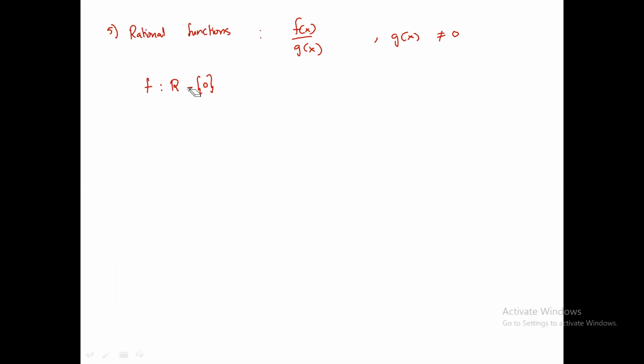Particularly, I will write the function first, then you will understand better. The function is rational function 1 by x. So for this function, domain x, you can take any real number, but you should not take 0. Because if you take x as 0, the denominator will become 0. Denominator should not be 0. And the range y can be any number.